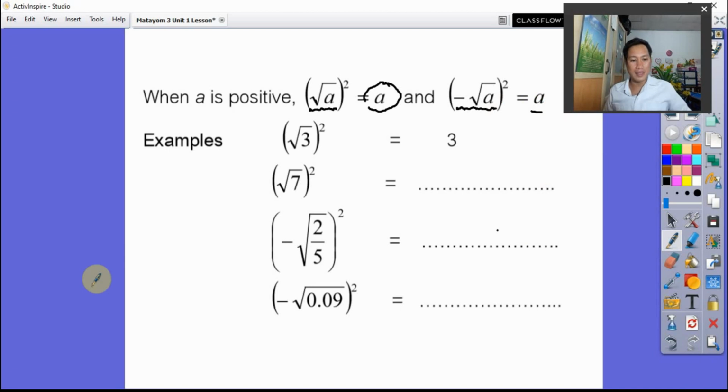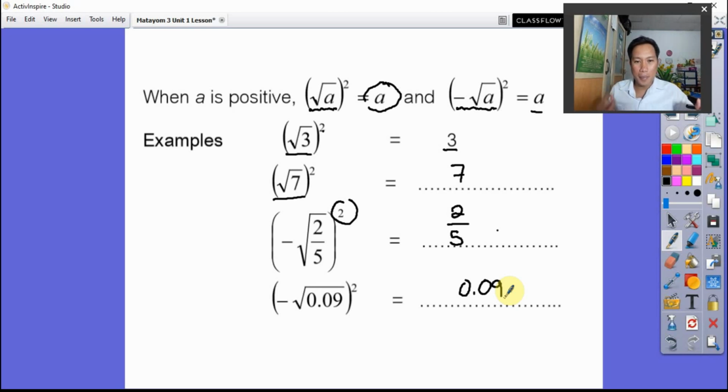So we have positive a. The square of the root of 3, everything will be positive. The square of the root of 7, everything will be positive. Negative, there's a square outside, it will be positive 2 over 5. And we have a square of the negative root of 0.09. We have the positive 0.09. Again, regardless of what's inside the square, everything will be positive.